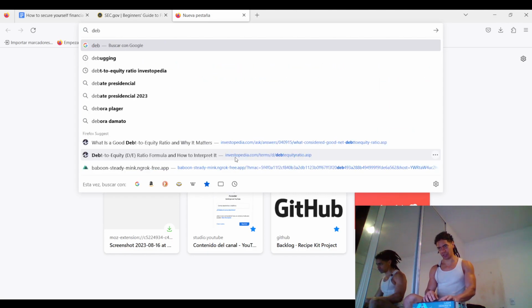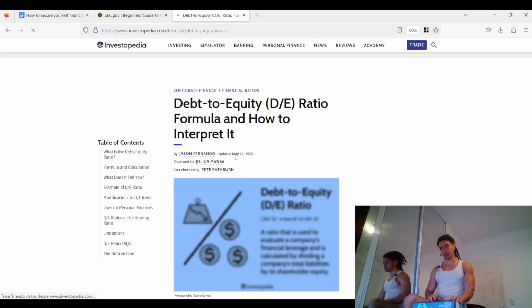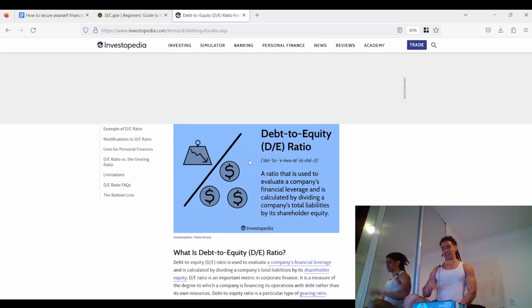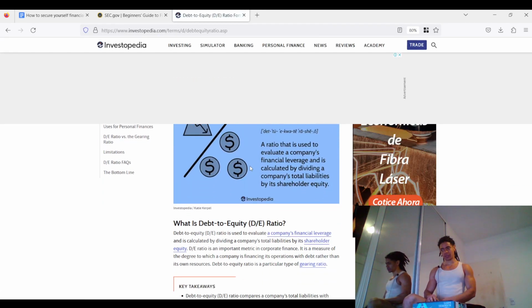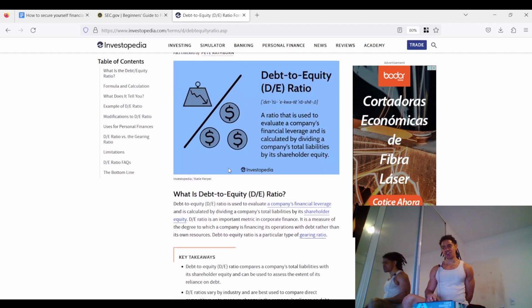So let me now take a look at the debt to equity here. After all, debt to equity is a ratio used to evaluate a company's financial leverage, and it is calculated by dividing the company's total liabilities by its shareholders' equity. So you have all the liabilities divided by the total amount of shareholders' equity. That makes sense. Okay, debt to equity ratio.